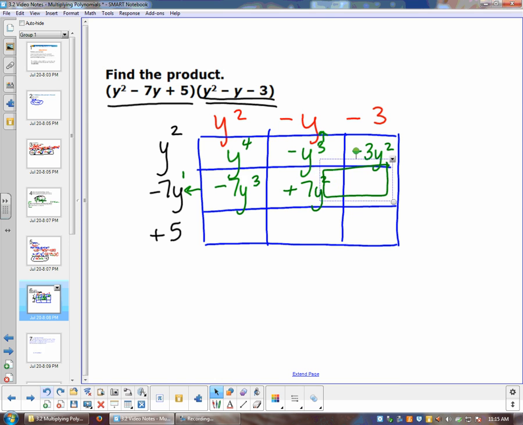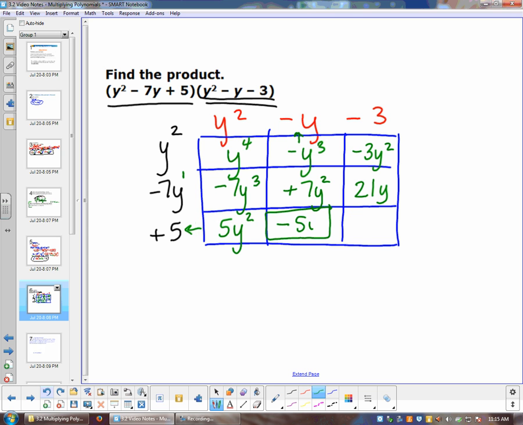And then we'll be over at this part of the box. Negative 3 times negative 7y will be a positive 21y. All right, keep finishing and filling this out. So I'm going to move into this column and into this row. So I'm going to have positive 5y squared. 5 times a negative y is negative 5y. And then finally, for this last one, I have a negative 3 times a positive 5, which is a negative 15. So I have all 9 of my terms, so it was a 3 by 3 box here.